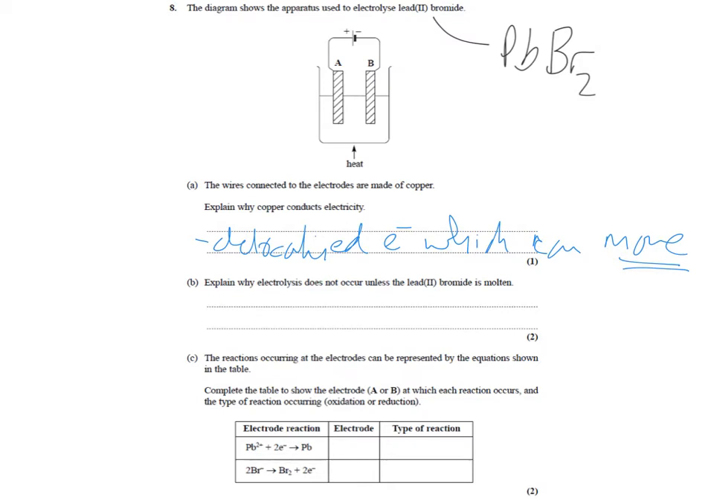Now when you initially set this experiment up and the lead bromide is solid, no electrolysis takes place. So quite often I set this up with a lamp in the circuit, somewhere about here, and the lamp doesn't come on. And as you continue to heat it, eventually the lamp comes on, and that's because the lead bromide will only conduct when molten.